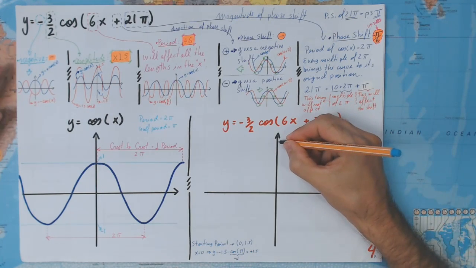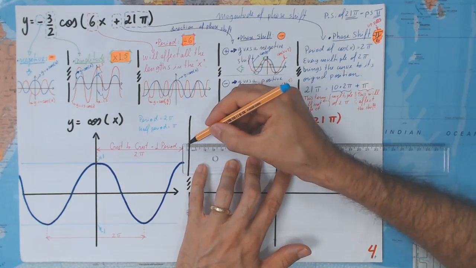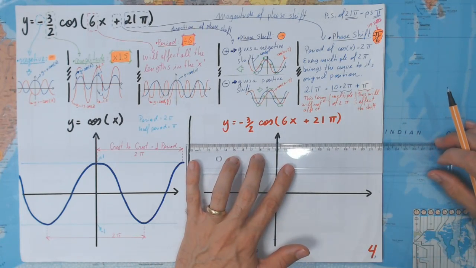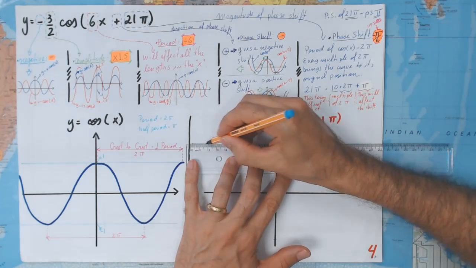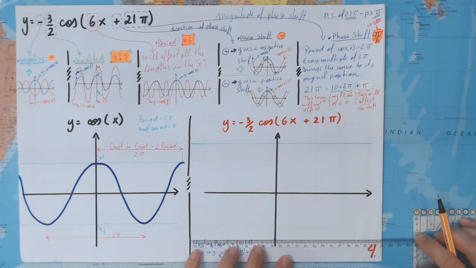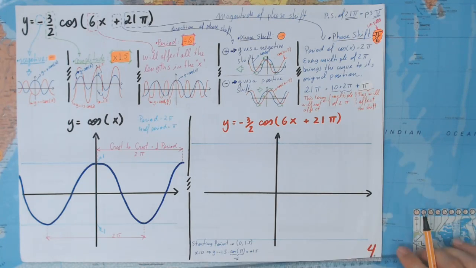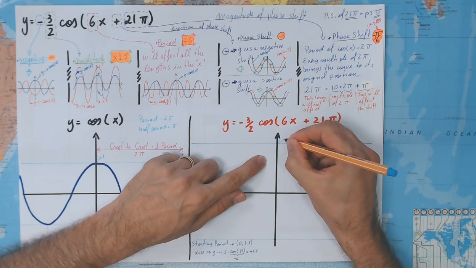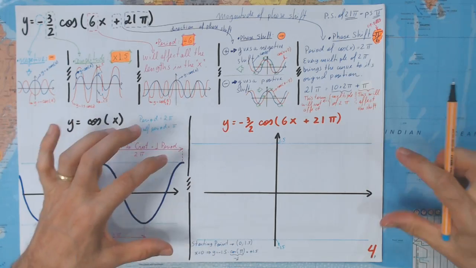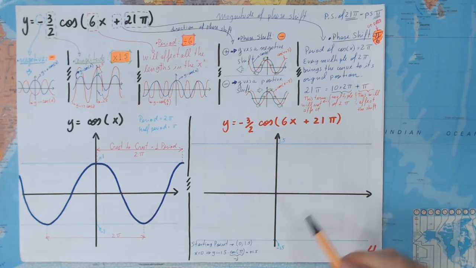And let's suppose 1.5 is right in here. This is our 1.5. So now let's draw the limits. This is going to be 1.5, and this is going to be negative 1.5. Okay? So this is 1.5, and this is negative 1.5. The first part, the amplitude, is done. And we have our starting point.